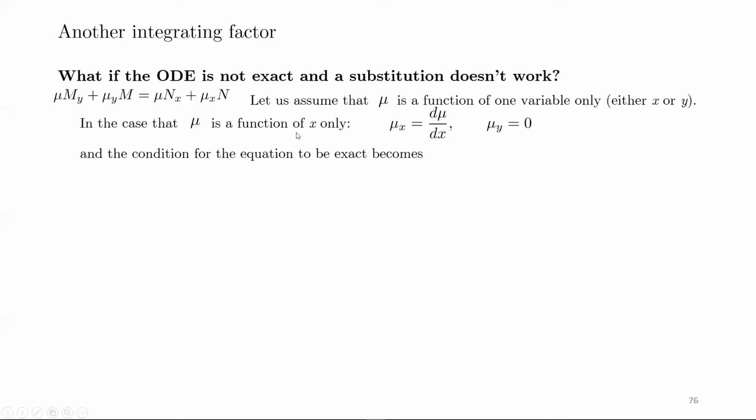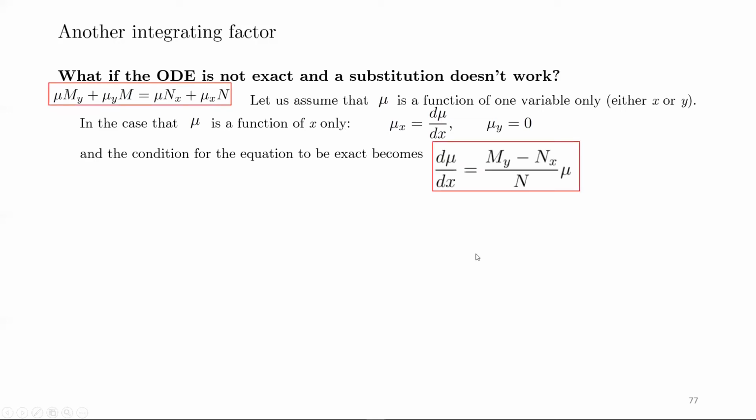But if mu is a function of x only, the partial derivative of mu with respect to y is equal to 0. So wherever I see a mu sub y over here, I can set that term equal to 0. And wherever I see a mu sub x over here, I can replace that mu sub x with d mu by dx. If I do that, I get this equation here. d mu by dx equals the partial derivative of m with respect to y minus the partial derivative of n with respect to x, all divided by n, multiplied by mu. So I'm just rearranging this equation up here, substituting in mu x equals d mu by dx and mu y equals 0.